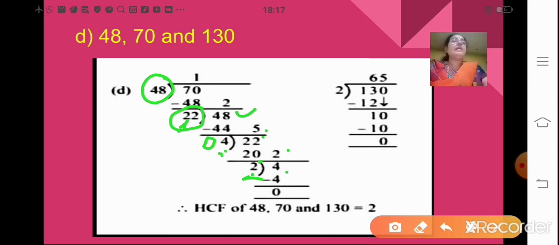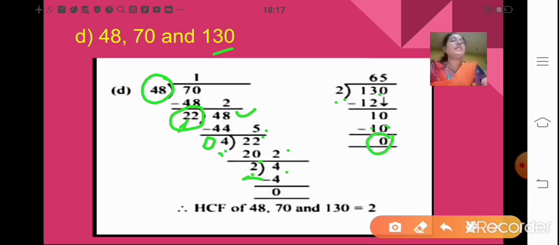Now we will take 130. Now this last divisor is 2. We will take the divisor 2 and divide 130. 2 6 are 12. 3 minus 2 is 1. You will take this 0 down. 2 5s are 10. So 2 5s are 10. You will get the remainder as 0.